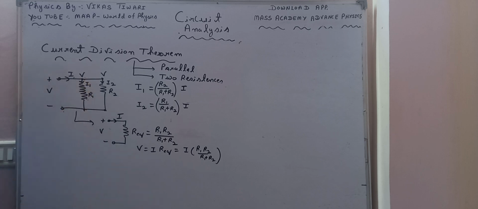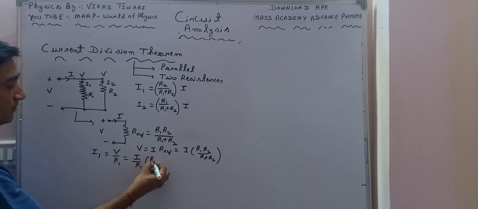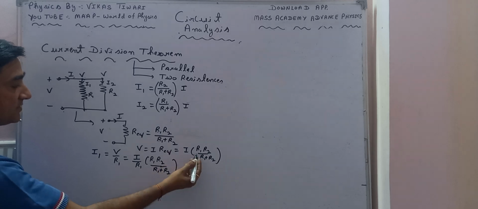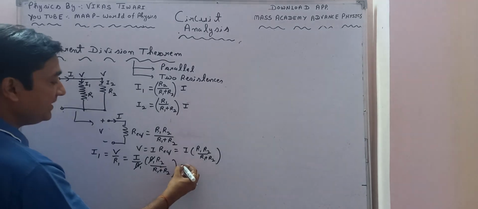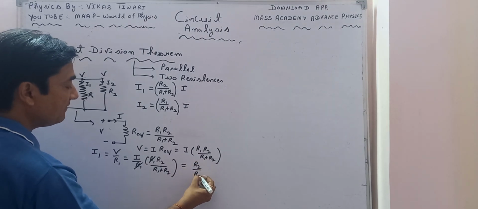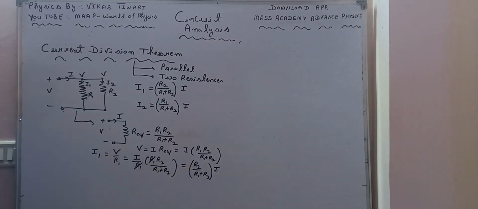Okay, so what is the value of current I1? The value of current I1 is equal to V upon R1. When we put the value of V from here, we can write I upon R1 into R1 R2 upon R1 plus R2. I have substituted the value of V over here, and R1 cancels out, and we get R2 upon R1 plus R2 into total current I. So that's what I have written. This is the proof of this one.